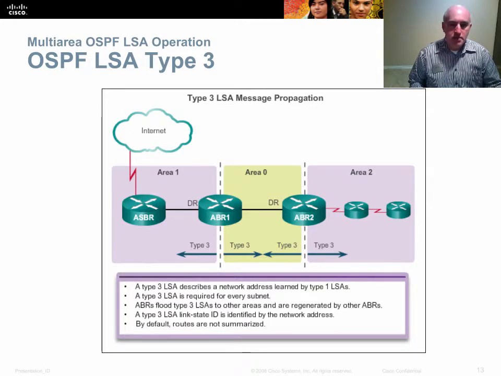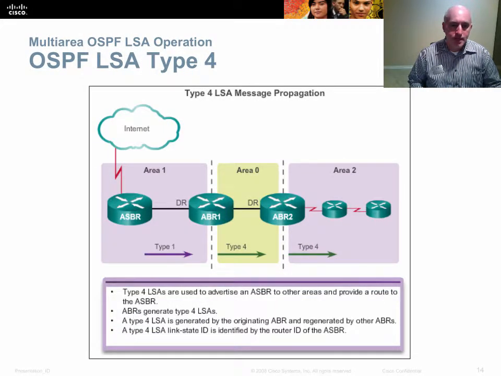Okay. Then we have our type three LSAs. Type 4 LSA. We talked about the ASBR and the static route and the redistribute default command that you'll add to OSPF. And that'll be redistributed as a type 4 LSA.